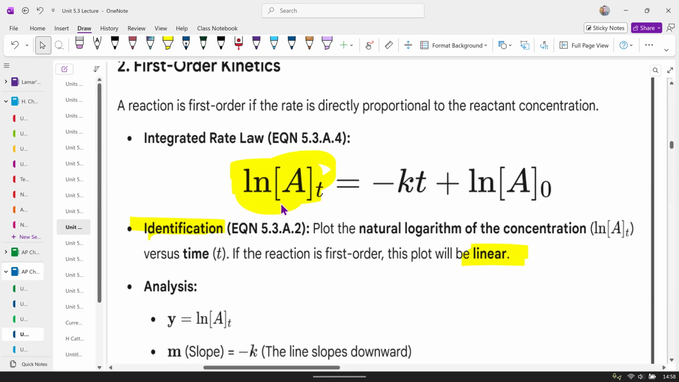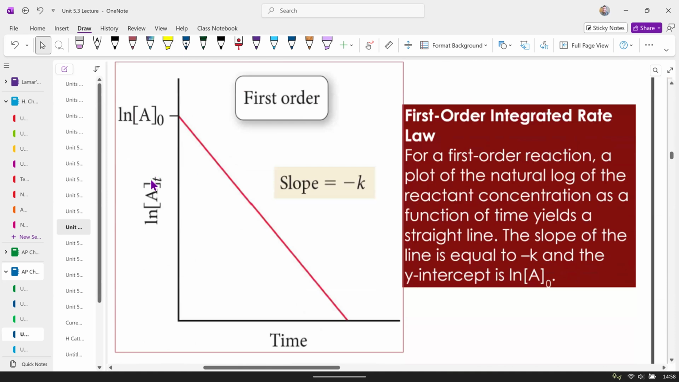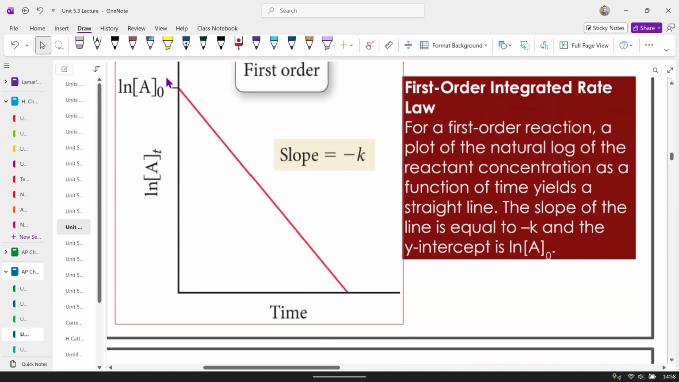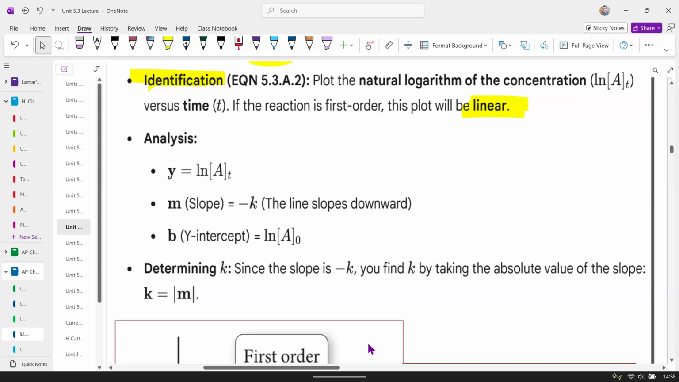What does that look like? Look, this is so easy to identify. You see a graph that has natural log of concentration versus time, and it's linear. What does that tell you? It tells you it's first order. That's exactly what it tells you. All you have to do is identify. All right? It's by definition. And so make sure we pay attention to those things.